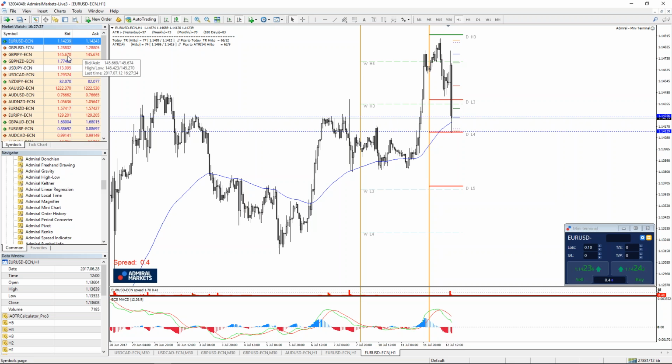Pound yen, as you can see here, 67, my entry was 70, and waiting for price to move a little bit higher. Cheers, everyone. Talk to you soon. Trade safe.